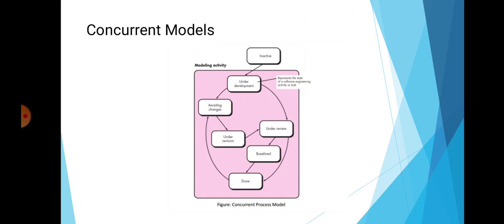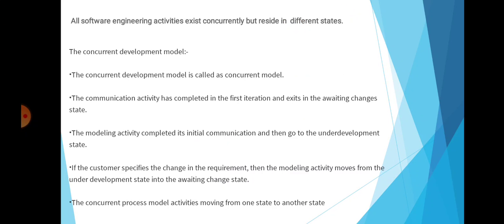current state of the project. Each activity, action or task on the network exists simultaneously with other activities, actions or tasks. This concurrent model defines a series of events that will trigger transitions from state to state for every software engineering activity or task. Then this model has different states. The concurrent development model is also called the concurrent model.